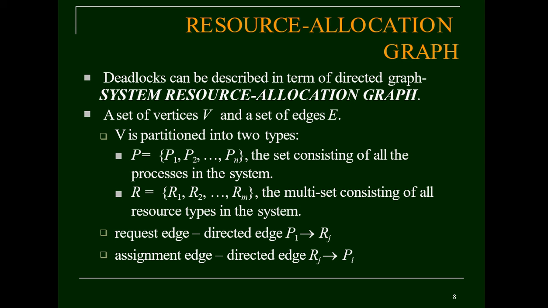So there are two edges in the resource allocation graph. First one is the request edge, that is a directed edge, when the process requests the resource. Second is the assignment edge, that is also a directed edge. It means when the resource is assigned to a process.